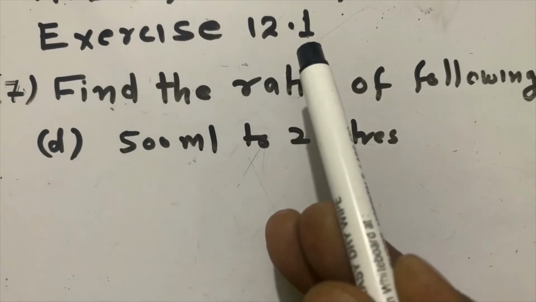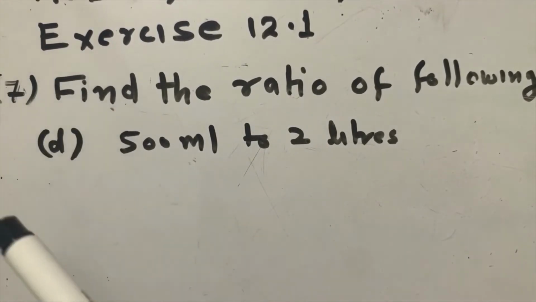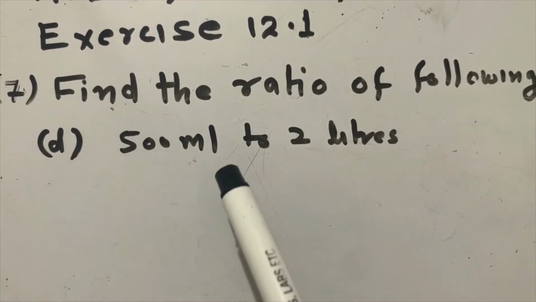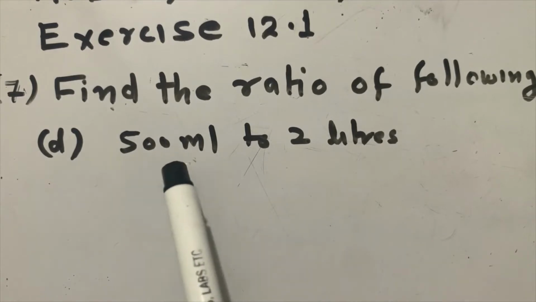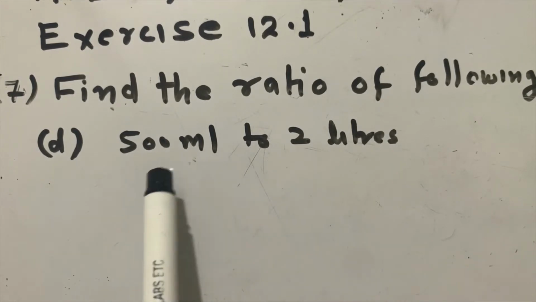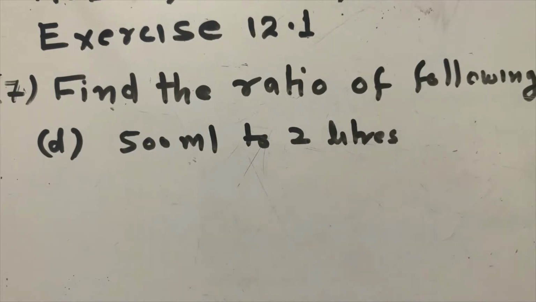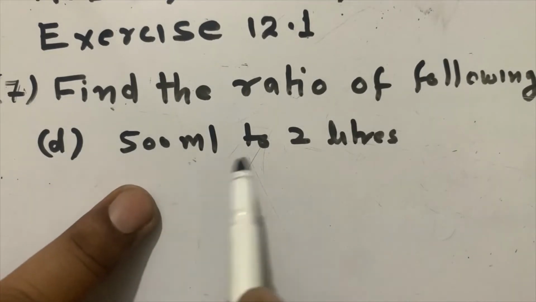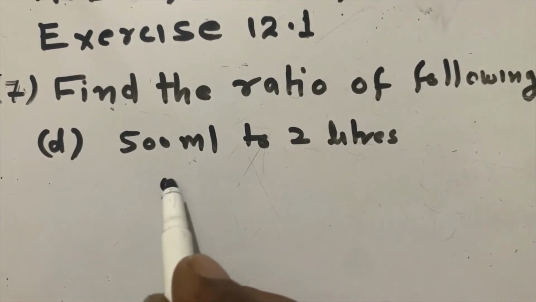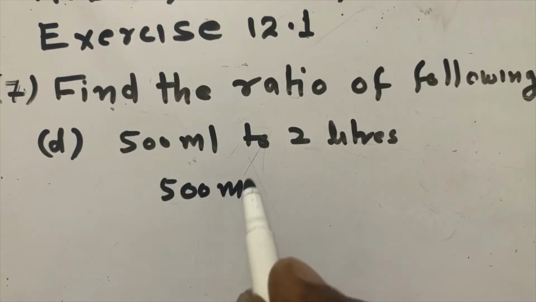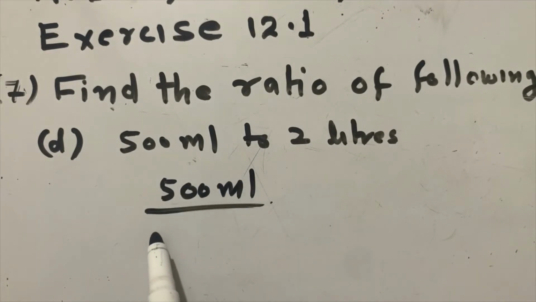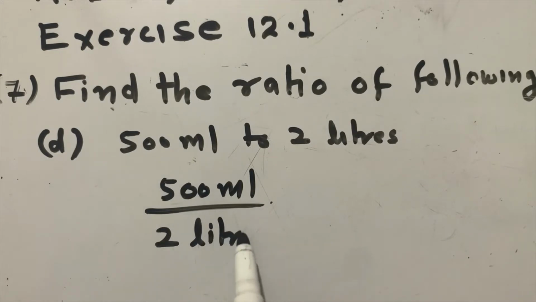वो exercise 12.1, question number 7 part D. We have to find the ratio of 500 ml to 2 liters. Ratio of 500 ml to 2 liters. So we have to convert this liter into ml.